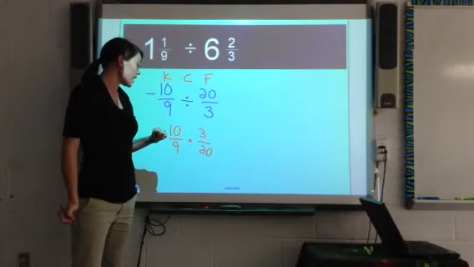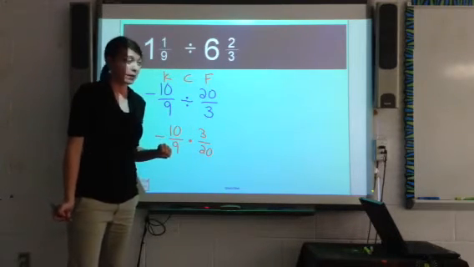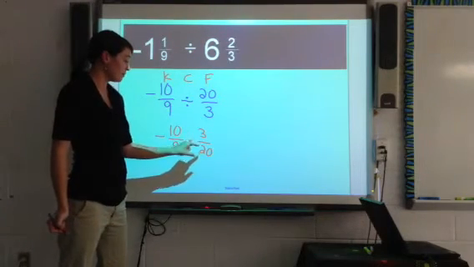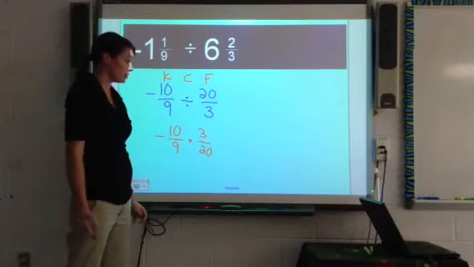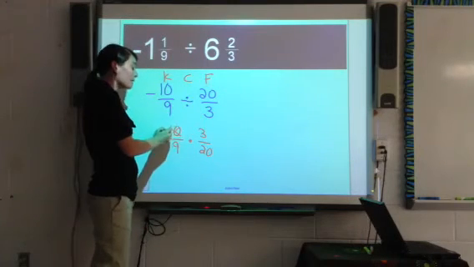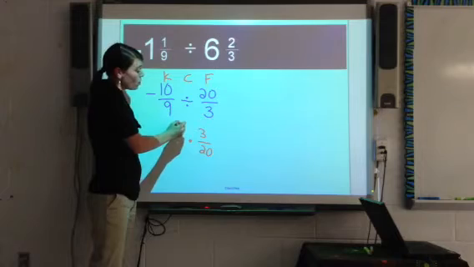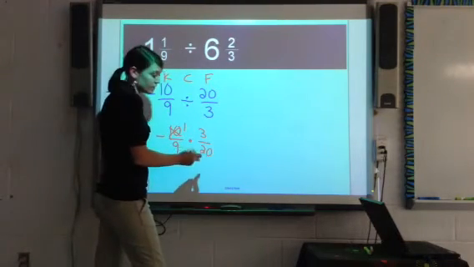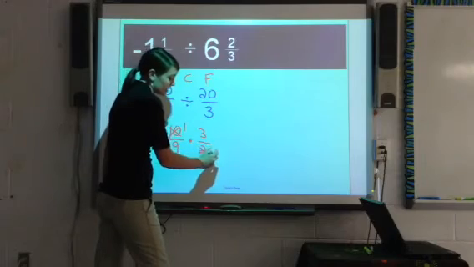We're ready to look at our diagonals and see if we can cross cancel anywhere. Is there a number that goes into both 10 and 20? Well, 10 fits into both of those, so I'm going to cross this out. How many times does 10 fit into 10? 1 whole time, so I'm going to make that a 1. How many times does 10 fit into 20? 2, so I'm going to make that a 2.